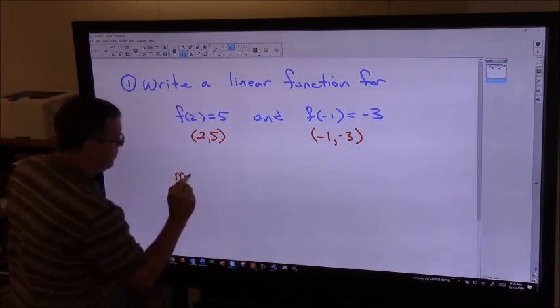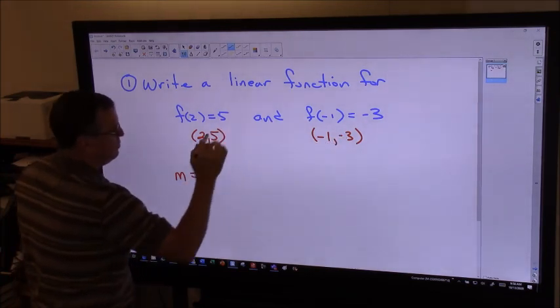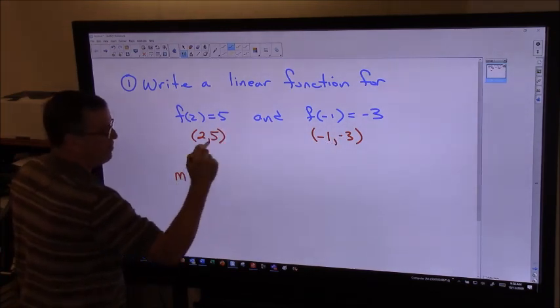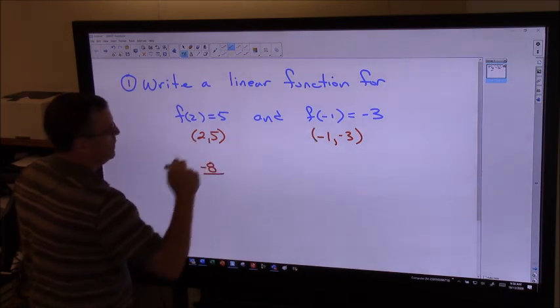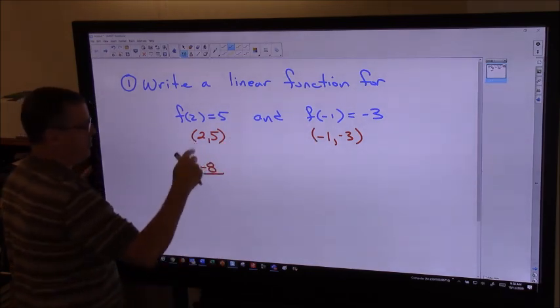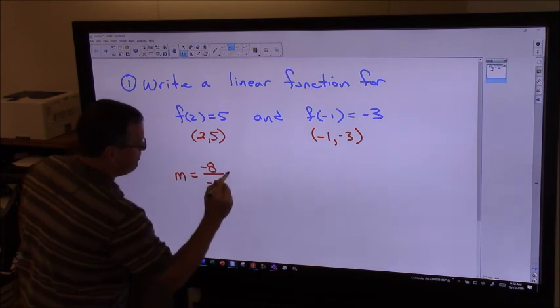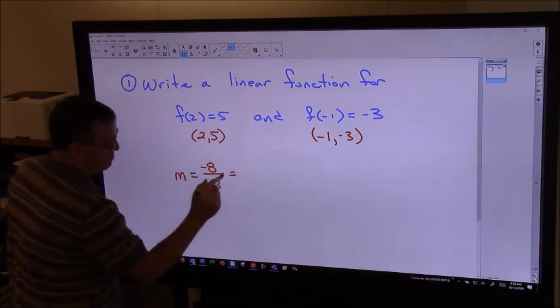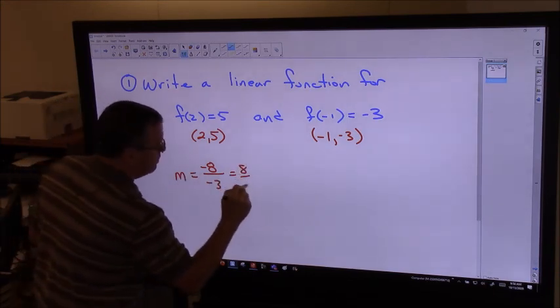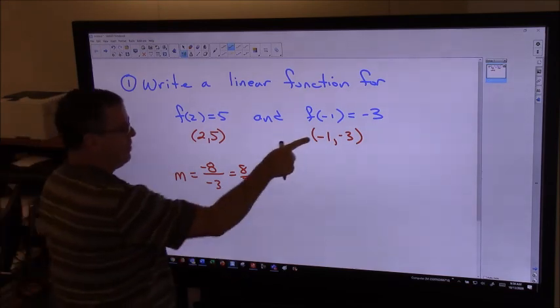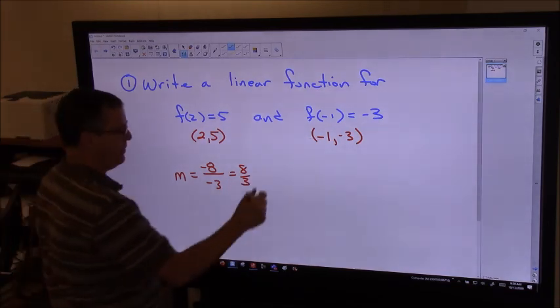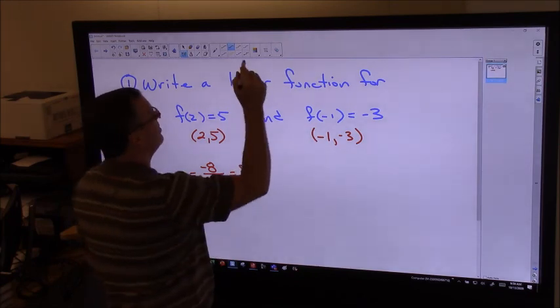So we're going to say that m equals y2 minus y1, negative 3 minus 5, that would be a negative 8, over x2 minus x1. So a negative 1 minus 2, that would be a negative 3. Negative divided by negative is positive, so there's my slope, 8/3. And so now I just need to pick one of the points to work with. And so I'm going to go ahead and pick this one. I always avoid negative numbers if I can. I think in life it just makes it easier.